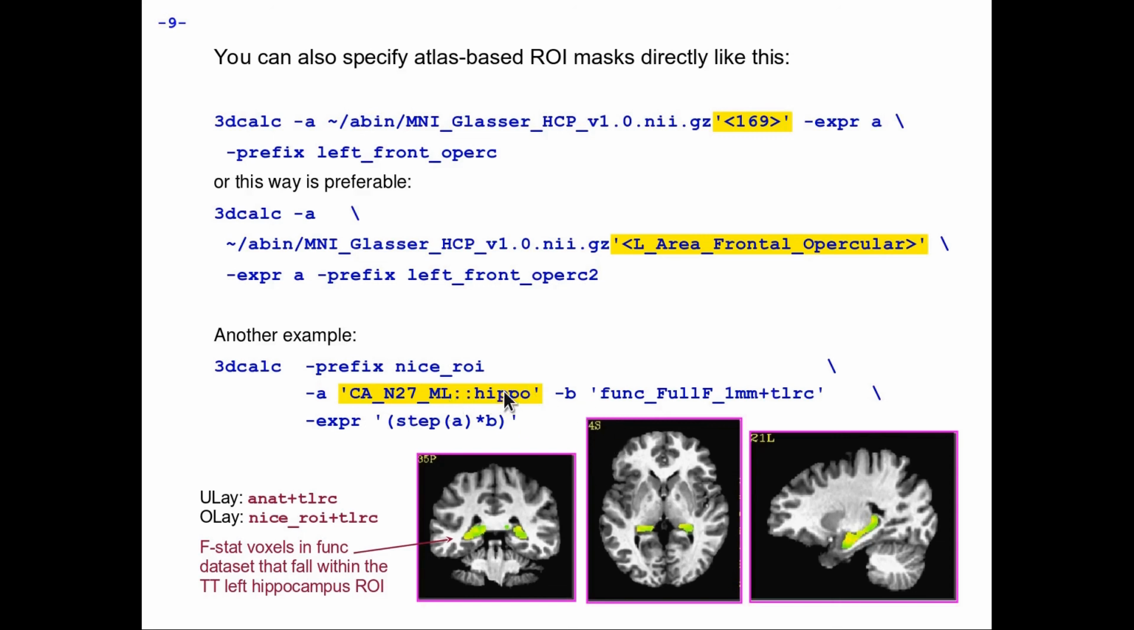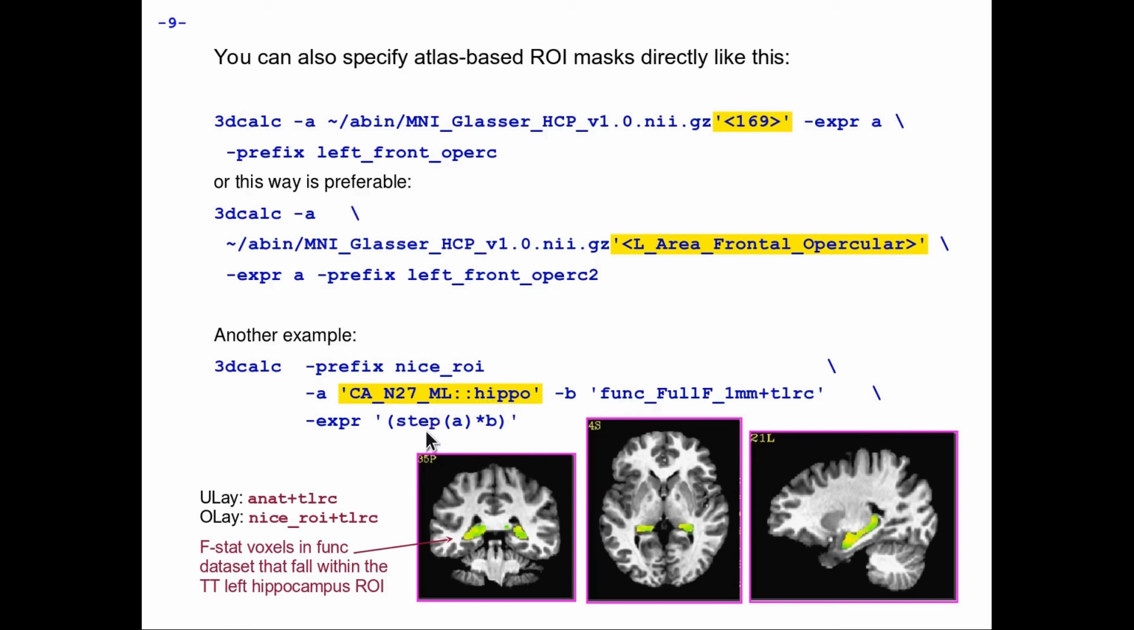So we'll take the hippocampus, we'll take some F-stat that we've calculated ourselves and resampled out to 1 millimeter, and we'll say wherever the hippocampus is, we'll take a step of A. That says wherever the hippocampus is positive, we will multiply it times the F-stat. So this will end up leaving just the F-stat within the hippocampus of this macro label atlas.